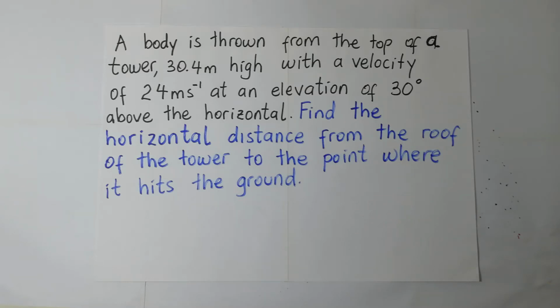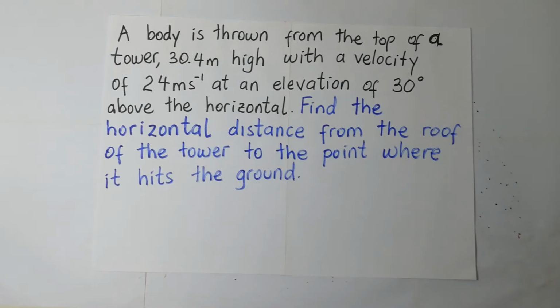In this session, we get to answer this question about projectiles. A body is thrown from the top of a tower, 30.4 meters high, with a velocity of 24 meters per second at an elevation of 30 degrees above the horizontal. Find the horizontal distance from the roof of the tower to the point where it hits the ground. We need to find the horizontal distance.